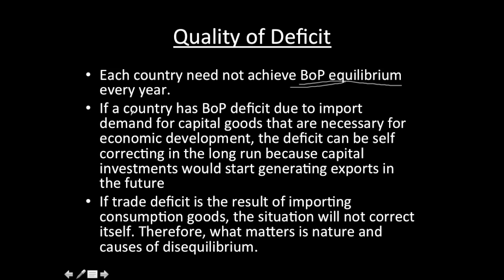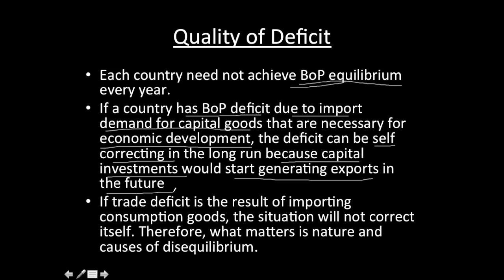How and why? If a country has a BOP deficit due to import demand for capital goods that are necessary for economic development, the deficit can be self-correcting. This is the important word, self-correcting. So when you are importing a lot of capital goods that are important for economic development in the future, then the deficit will be self-correcting. How? Because those capital goods which are installed in the economy presently by imports will start producing a lot of goods. When they start producing a lot of goods and start exporting, the country may generate current account surplus in the future.